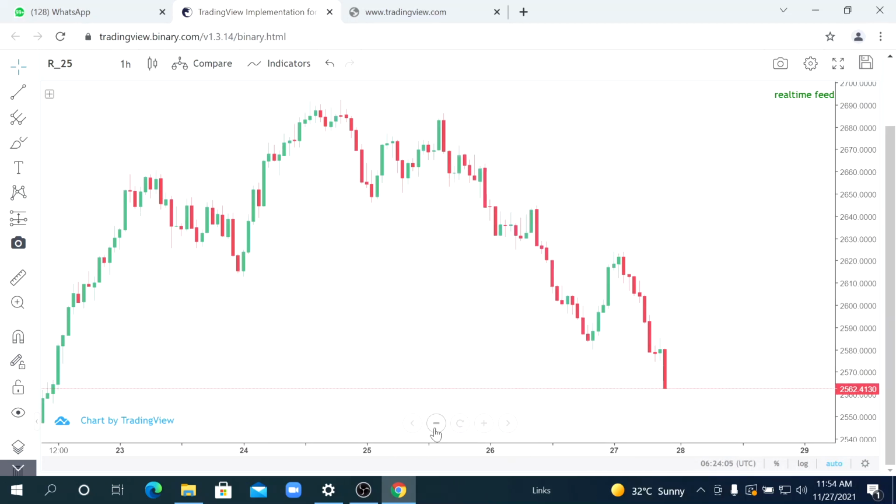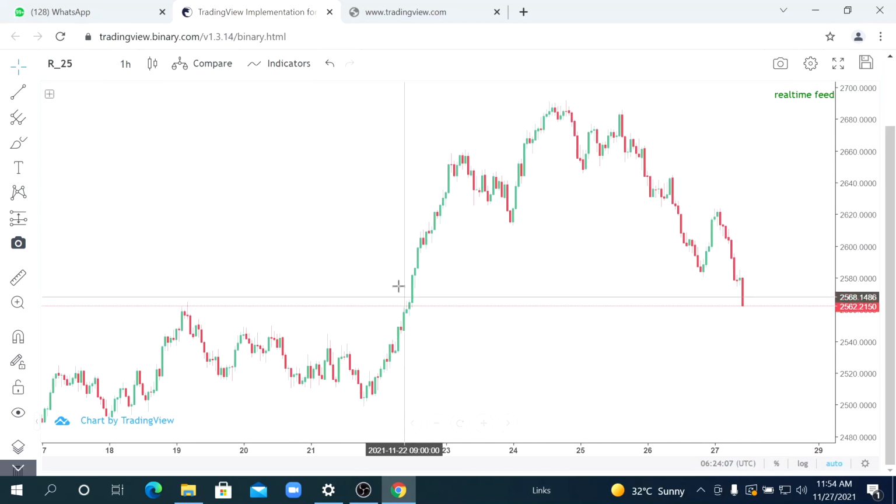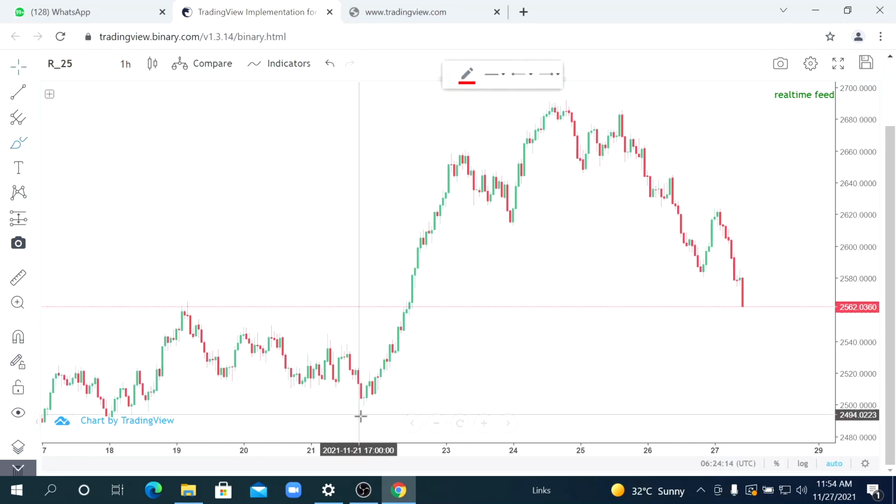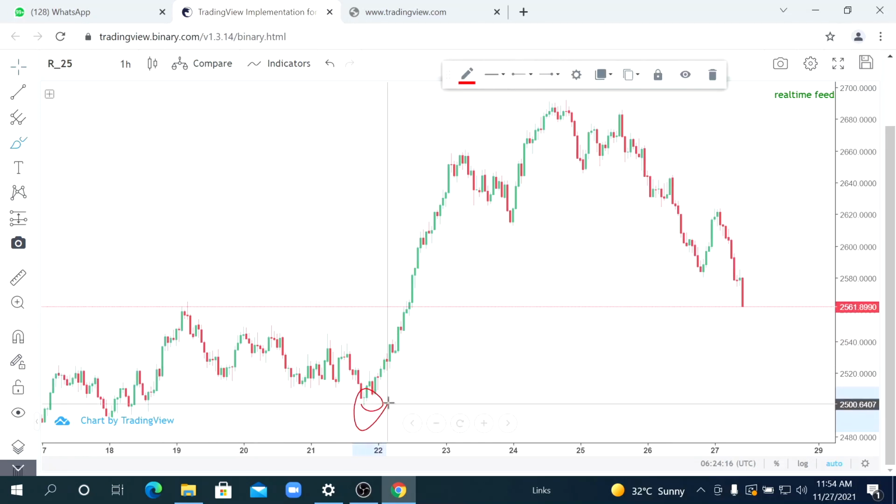Let me zoom out. Let me show you my next prediction. Let me show you where this market is coming to. After breaking this, I'm expecting this market to come down to this point. It's coming down to here.